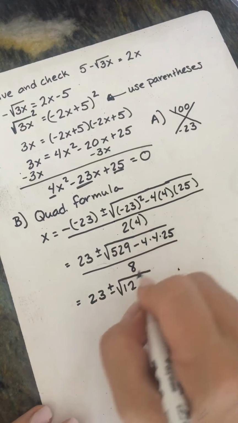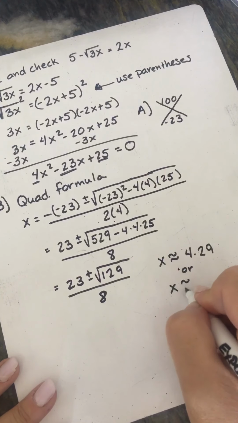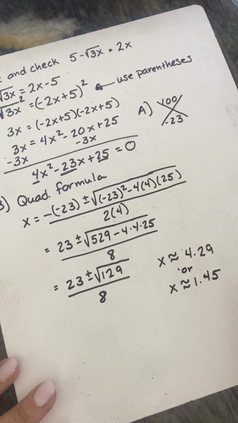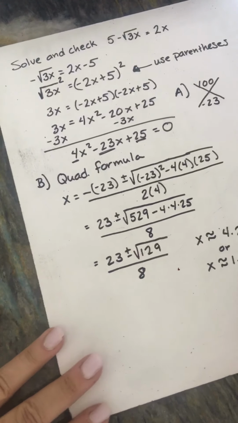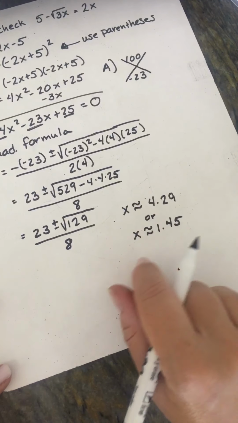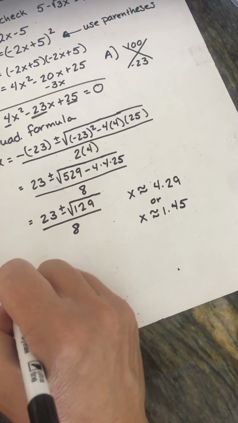All right, it's not going to be pretty. So x is approximately 4.29, or, this is for the add, x is approximately 1.45 for the subtraction. Then I've got to go, sorry that you couldn't see that. So 4.29 and 1.45 approximately. So now you've got to go and check.